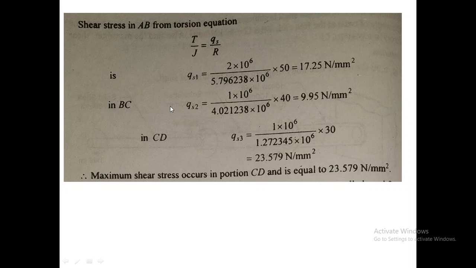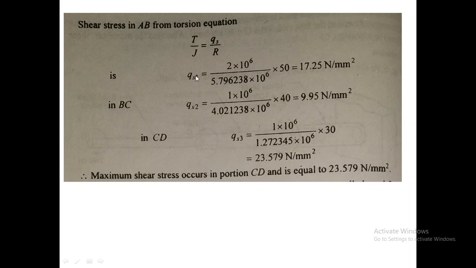So once the angle of twist is found out, and once we know the torques in the different portions, we can also calculate the shear stresses in each portion of the shaft. If you want the shear stress to be calculated, we can make use of the torsion equation for shear stress. So T by J is equal to tau by R. Here tau is the shear stress.